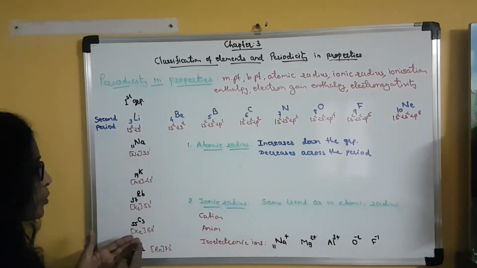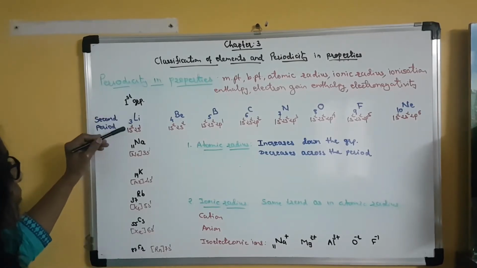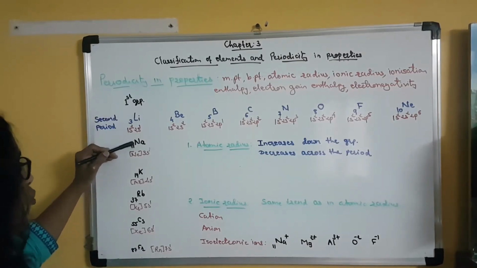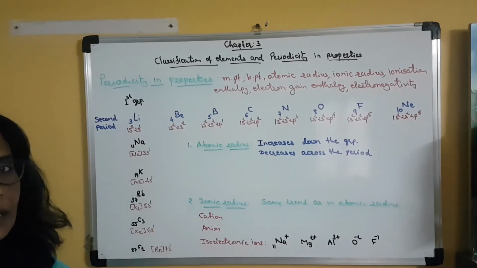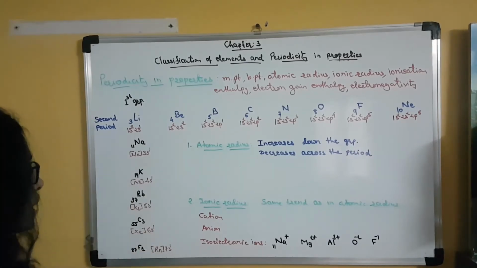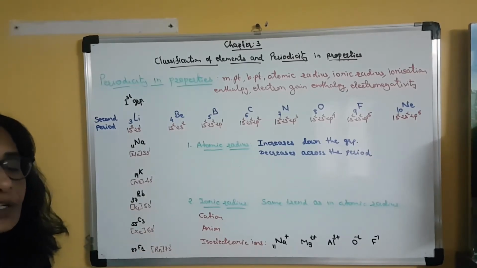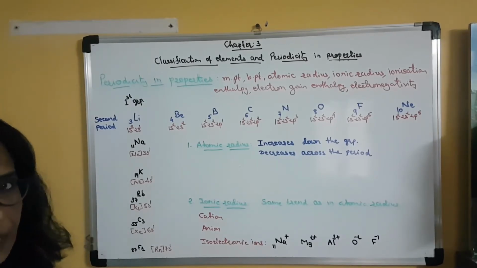Clear? So when we go down, the number of inner electrons increases. In lithium there are only 2 inner electrons, in sodium there are 10 inner electrons, in potassium there are 18 inner electrons. Clear? So the number of inner electrons, the core electrons, increases, and so the shielding effect also increases, and that is why the size of the atom increases.